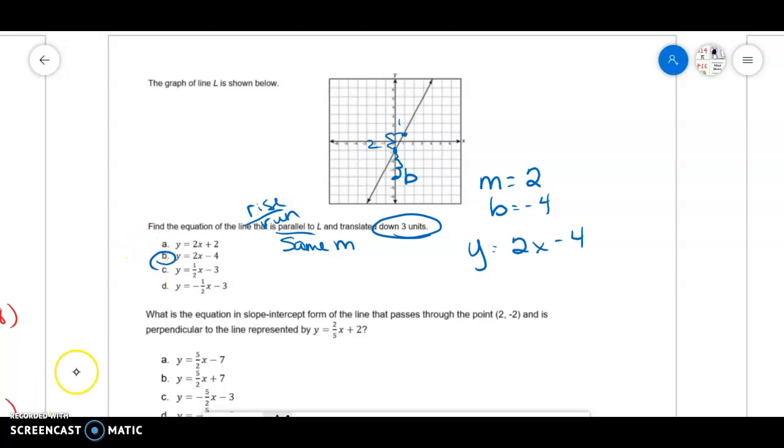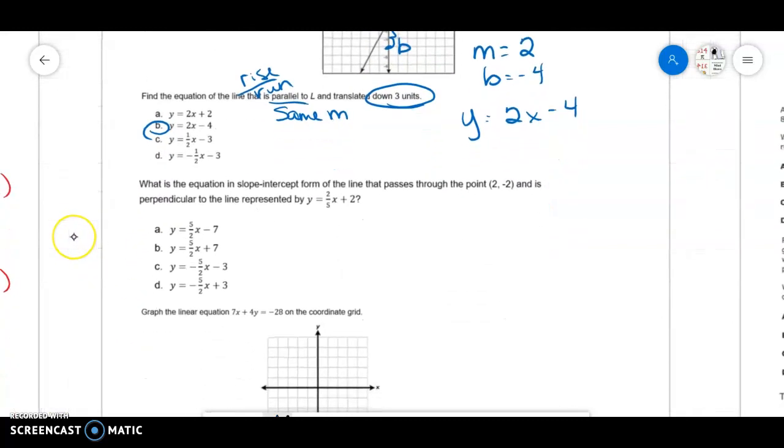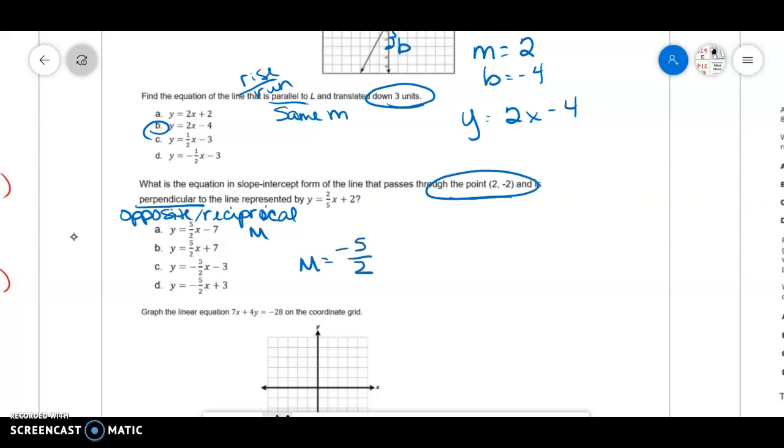And the majority of you did very, very well on that. Some of you did struggle on this next one though. So perpendicular, a lot of you got the reciprocal or the opposite, but you didn't get both. So this is the opposite reciprocal slope. So if our slope is 2/5, then we need a slope of -5/2. And then we need to use our point slope formula, again, on your formula chart, to plug this in.